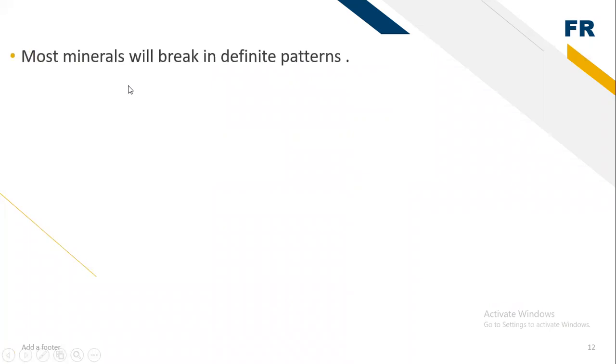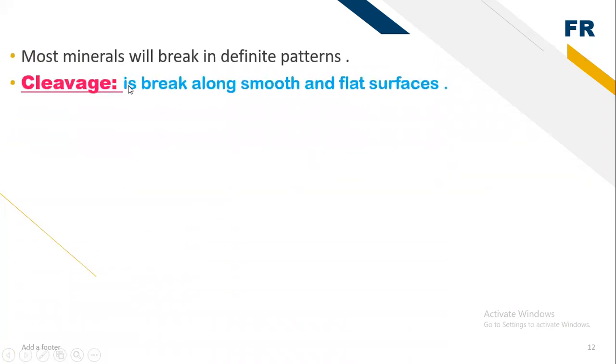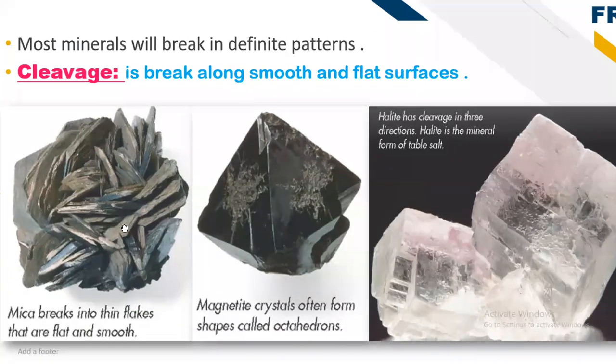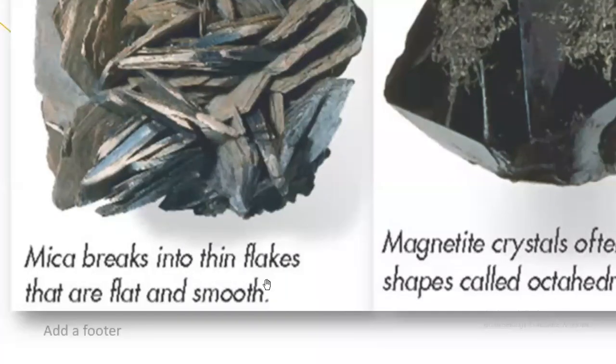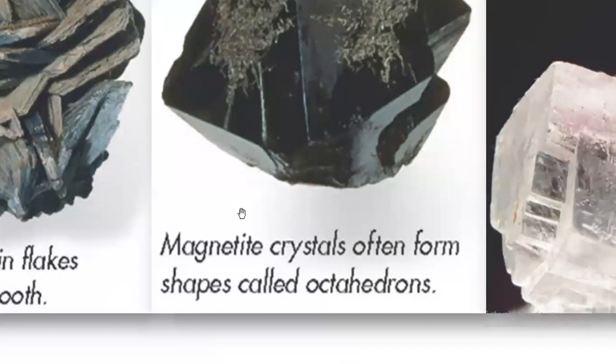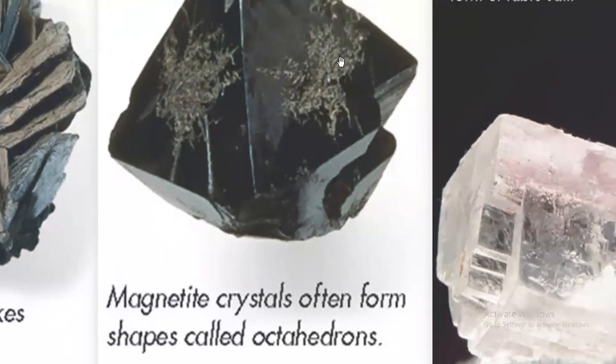Most minerals will break in a definite pattern. If we get a piece of mineral and break it with a hammer, it breaks along a smooth and flat surface. So this mineral has cleavage. Cleavage is breaking along smooth and flat surfaces. For example, mica breaks into thin flakes that are flat and smooth. Magnetite crystals often form shapes called octahedrons, because they have 8 sides.